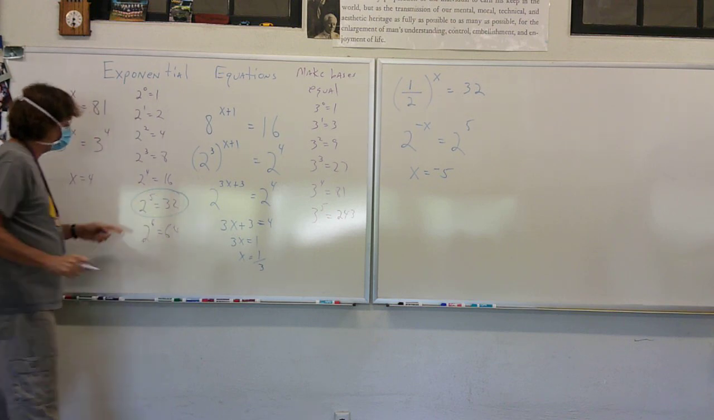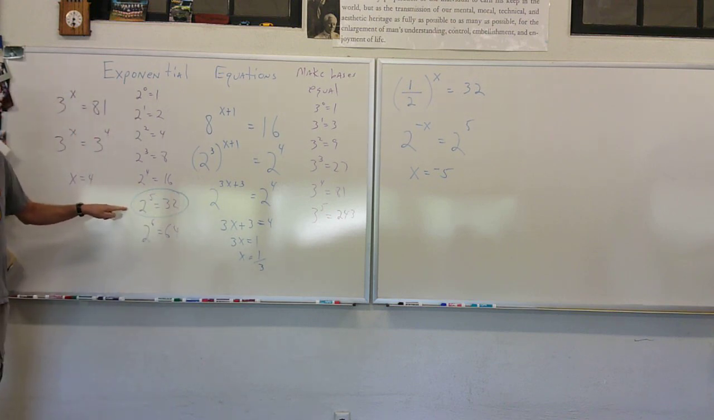This one right here is on the ACT test. Every year there's somewhere that if you know 2 to the fifth is 32, you just save yourself a lot of time on the ACT. They just like that one on standardized tests.